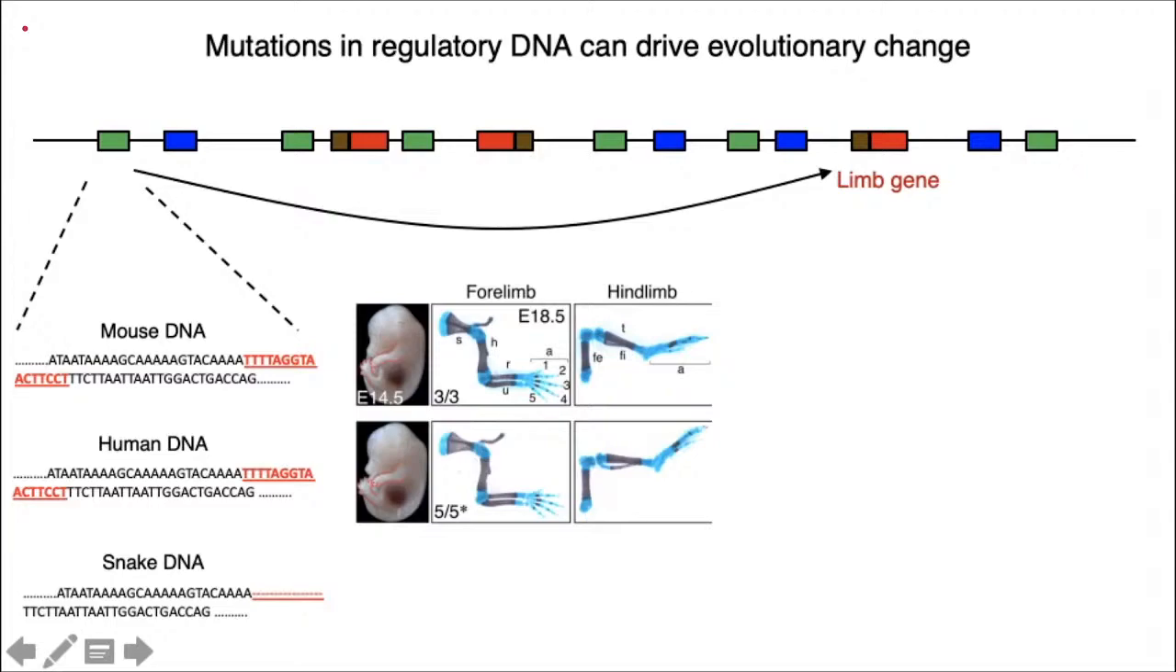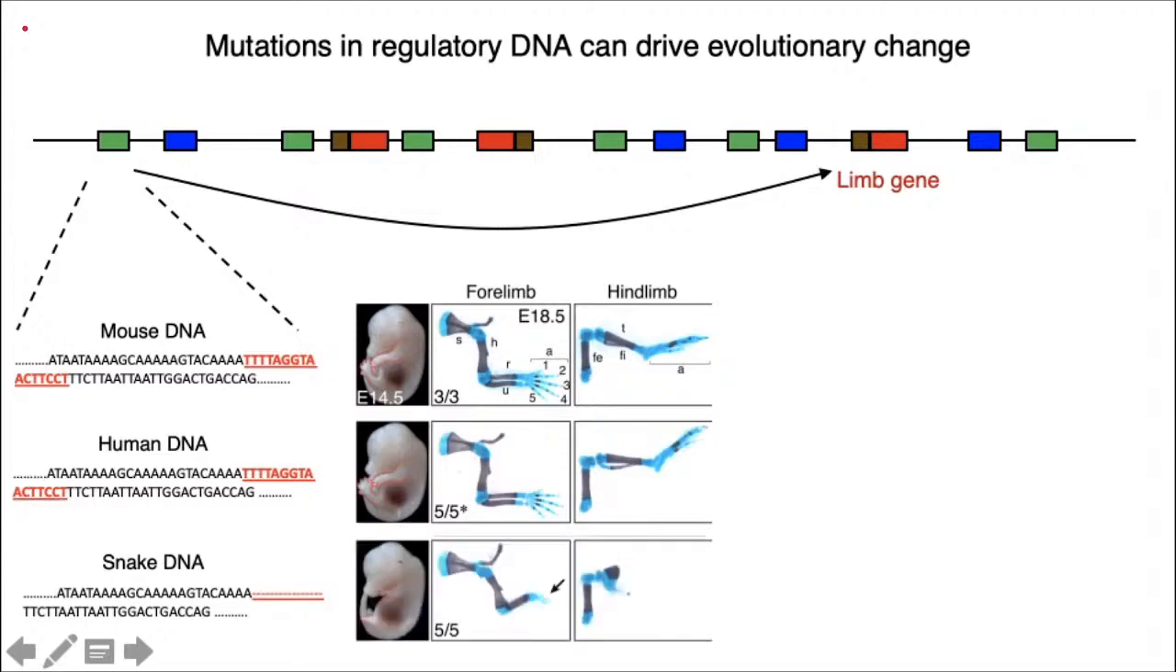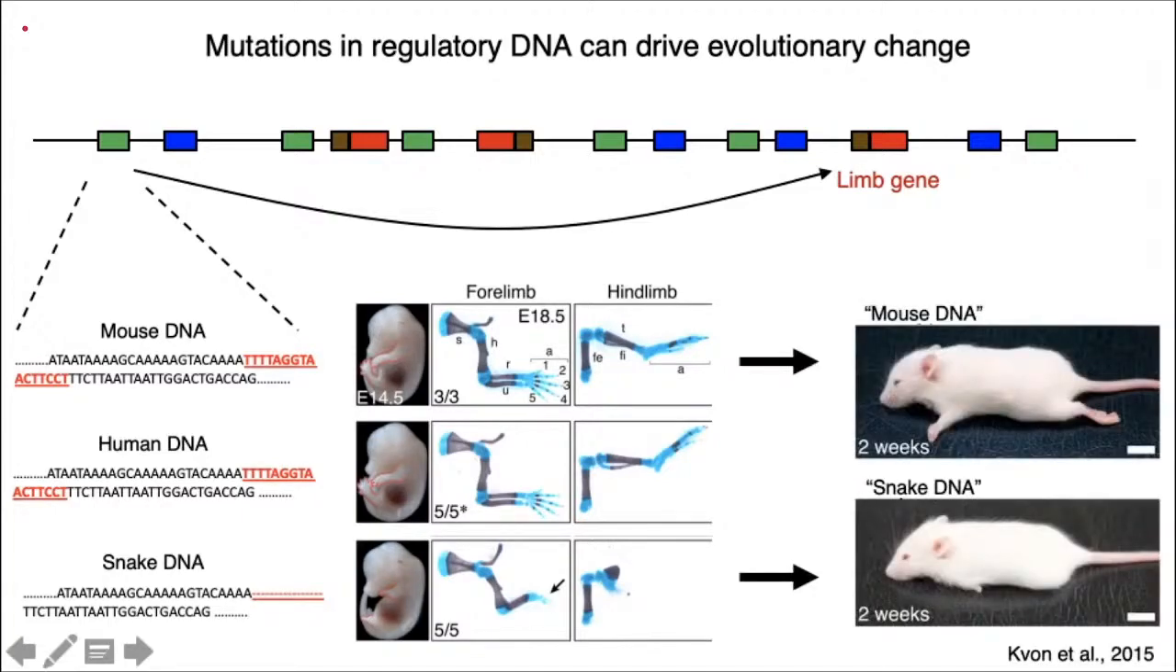But when they replace the mouse sequence by the snake sequence, then you have really a lot of problems in forming the limbs. You have a near absence of the limbs in that case. So I think this is an interesting example of how evolution can act more in the regulatory DNA, in the enhancer DNA, than in the genes themselves, which will form the proteins.